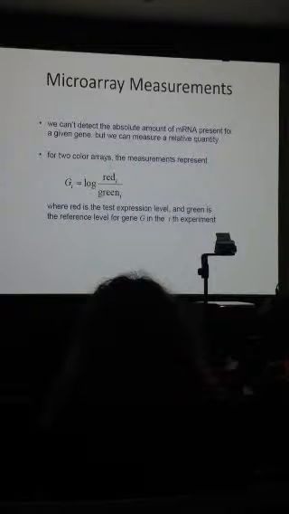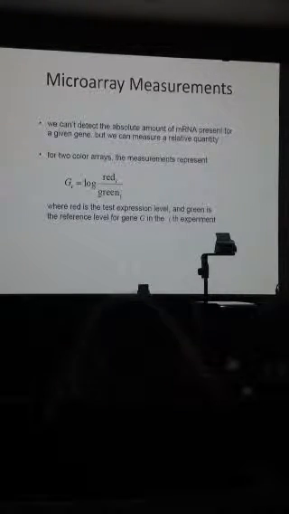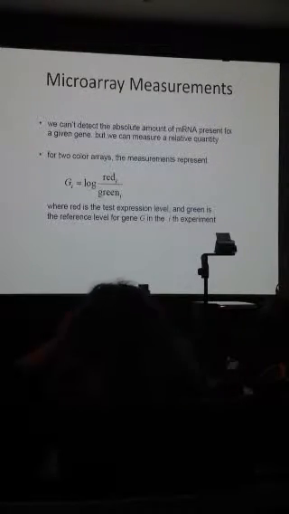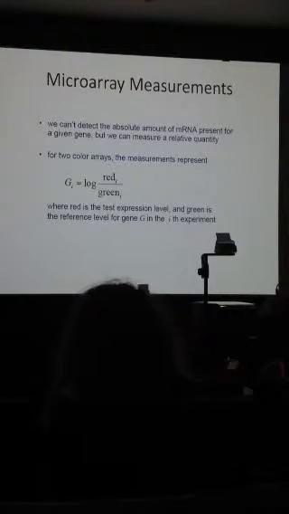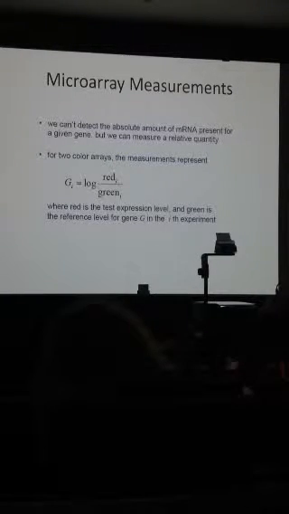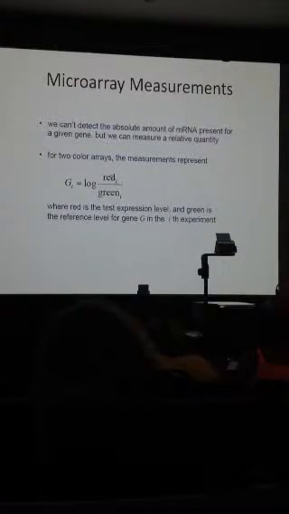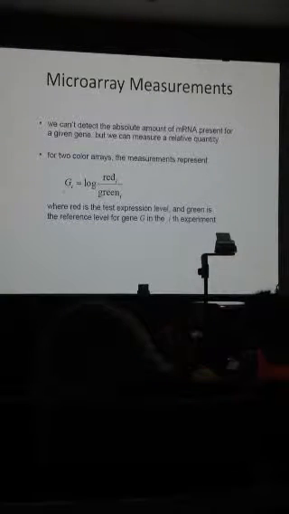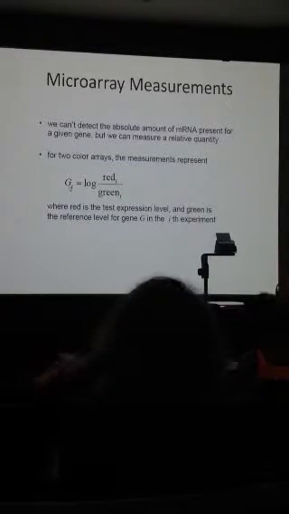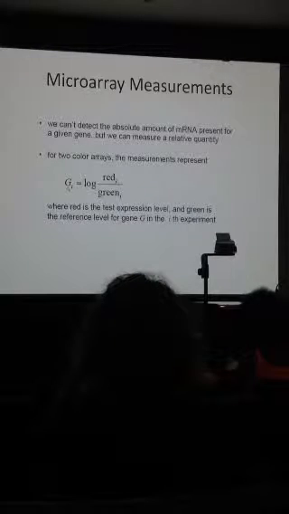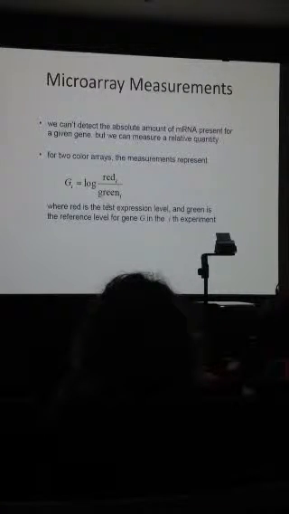Okay. And so the whole idea is that you want to come up with some sort of understanding of whether or not you're seeing an increase or a decrease in expression. And the way that you do that is by just taking the log of the intensity of the red divided by the intensity of the green. That gives you a value that you can use to say whether or not it is upregulated or downregulated. So again, you're really just looking at the ratio of red to green of any one particular spot. Any questions?